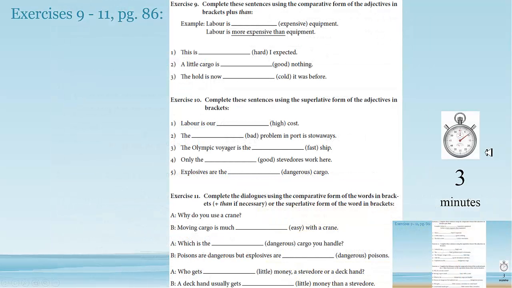Well, let's put this theory into practice. We have exercises 9 to 11 on page 86. What you're going to do, exercise 9, put in the comparative form in the adjective and then add than. Okay, exercise 10, you're going to put the superlative form of the adjective in the brackets. And exercise 11, you have to decide, is it the comparative? If you need than, you need to put that in there if it's necessary, or superlative form. You decide which is the one that fits in best, but don't forget about the 2 rules that we just talked about. Let's take 3 minutes to fill those 3 exercises out.